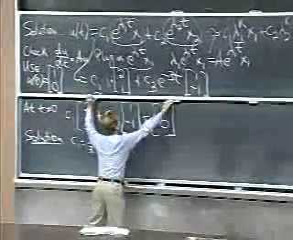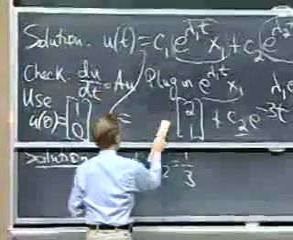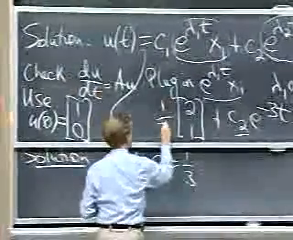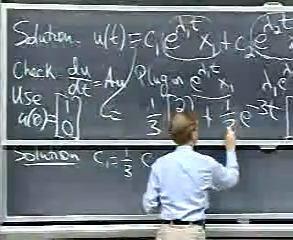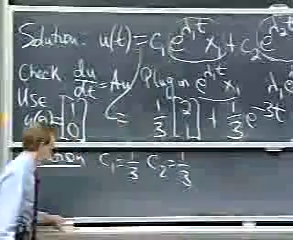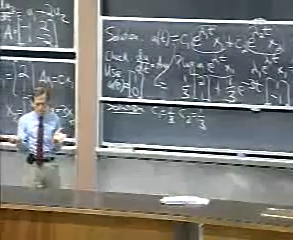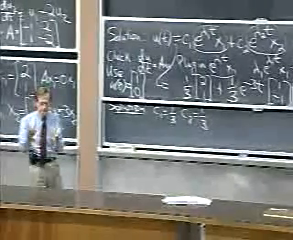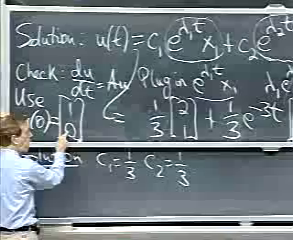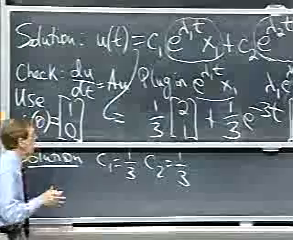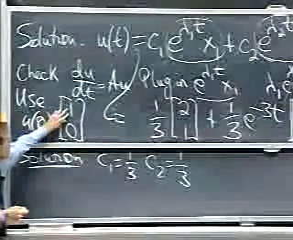Let me keep it in this board here. Finally, the answer is 1/3 of this plus 1/3 of this. Do you see what's actually happening with this flow? The solution started out at 1, 0. Then as time went on, people moved, essentially. Some fraction of this 1 moved here.